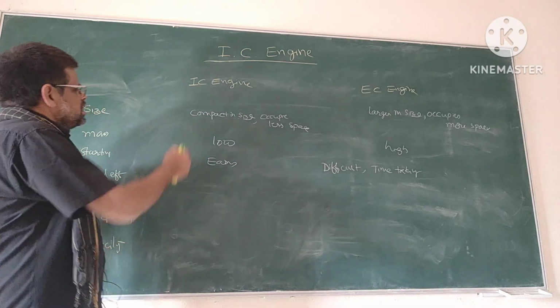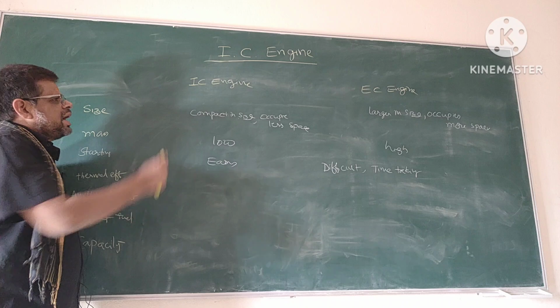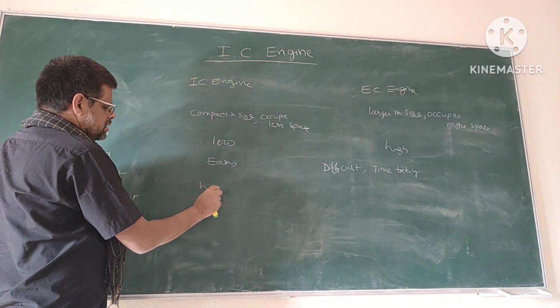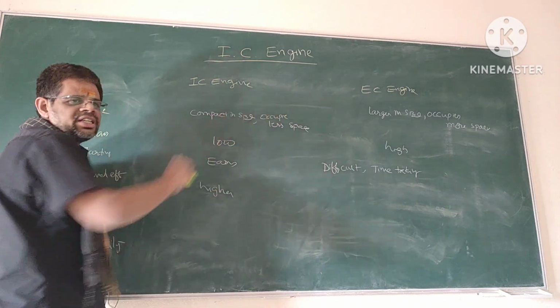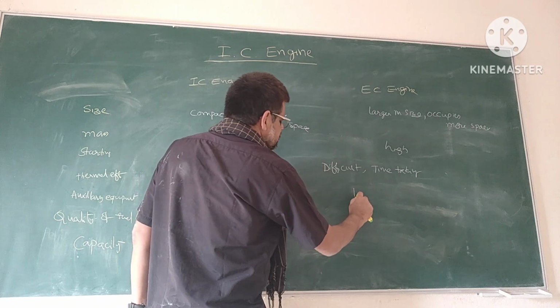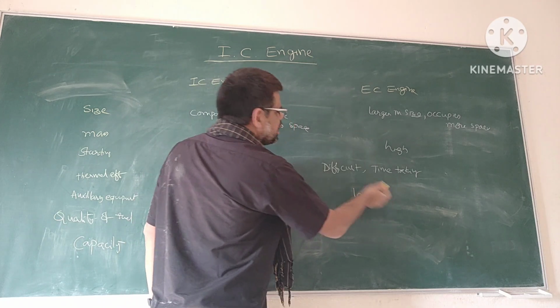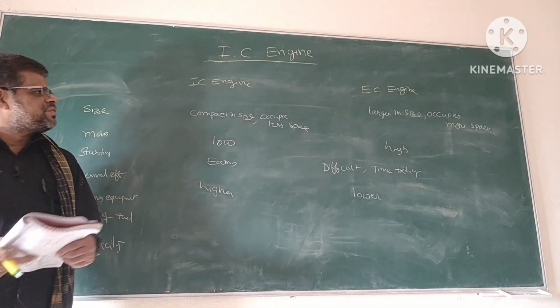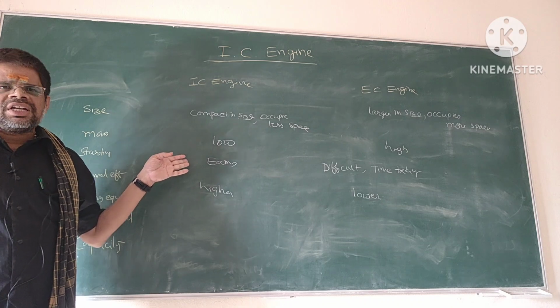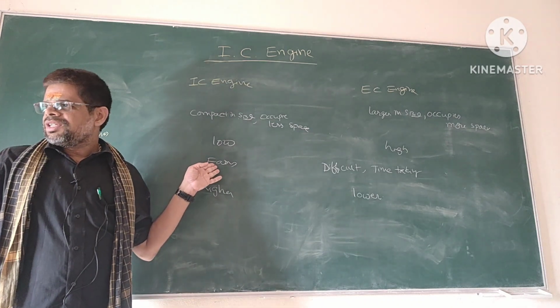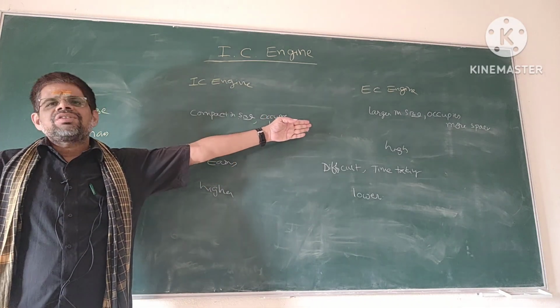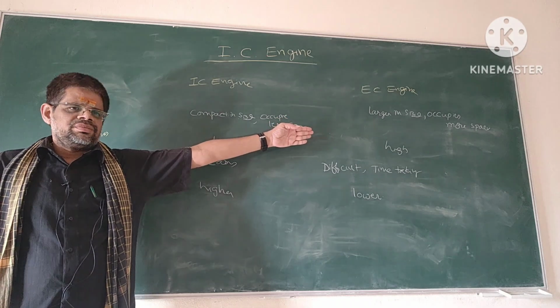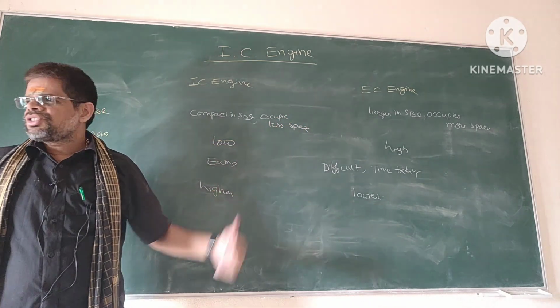Here the thermal efficiency of IC engines is higher than EC engines, but for EC engines the efficiency is lower than that of IC engines. The thermal efficiency of IC engines is around 30% to 40%, whereas in the EC engine it is around 20% only, approximately. So that is the difference between these two.